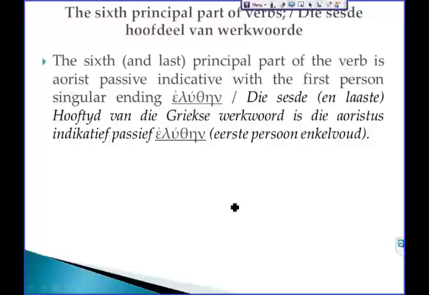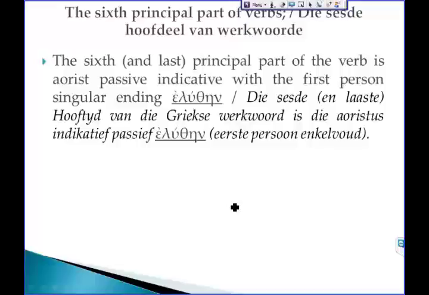The sixth principal part of the verb is the aorist passive indicative, with the first person singular ending, eluthen. We will deal with the form. You can still see the argument, but you see something unusual as far as the aorist is concerned. But that is how the aorist passive indicative first person singular of luo looks. And that is your sixth and last principal part of the verb.